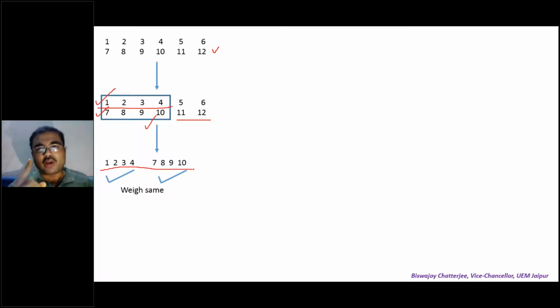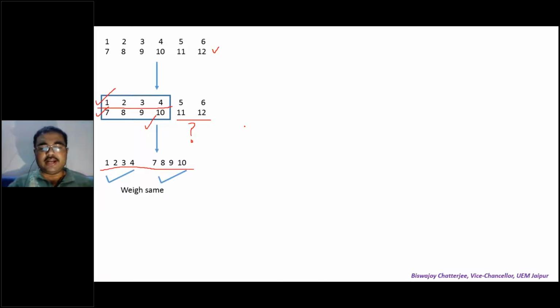So all these 8 coins measure the same. So the one coin which is faulty is definitely not present within 1, 2, 3, 4, 7, 8, 9, 10. So where is the faulty coin? Definitely the faulty coin is 1 out of 5, 6, 11, 12 in this example. So the faulty coin lies there. So how to know which one is faulty?